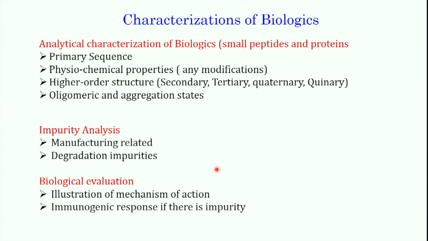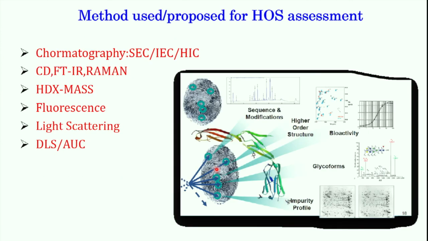Another important characterization is the oligomeric state or aggregation state. The impurity can come from anywhere, manufacture-related or degradation-related impurity. Therefore, biological evaluation of these biologic drugs to illustrate the mechanism of action is very important, and the immunogenic response, if there is impurity, must be checked, right. So these are some of the characterizations that must be done.